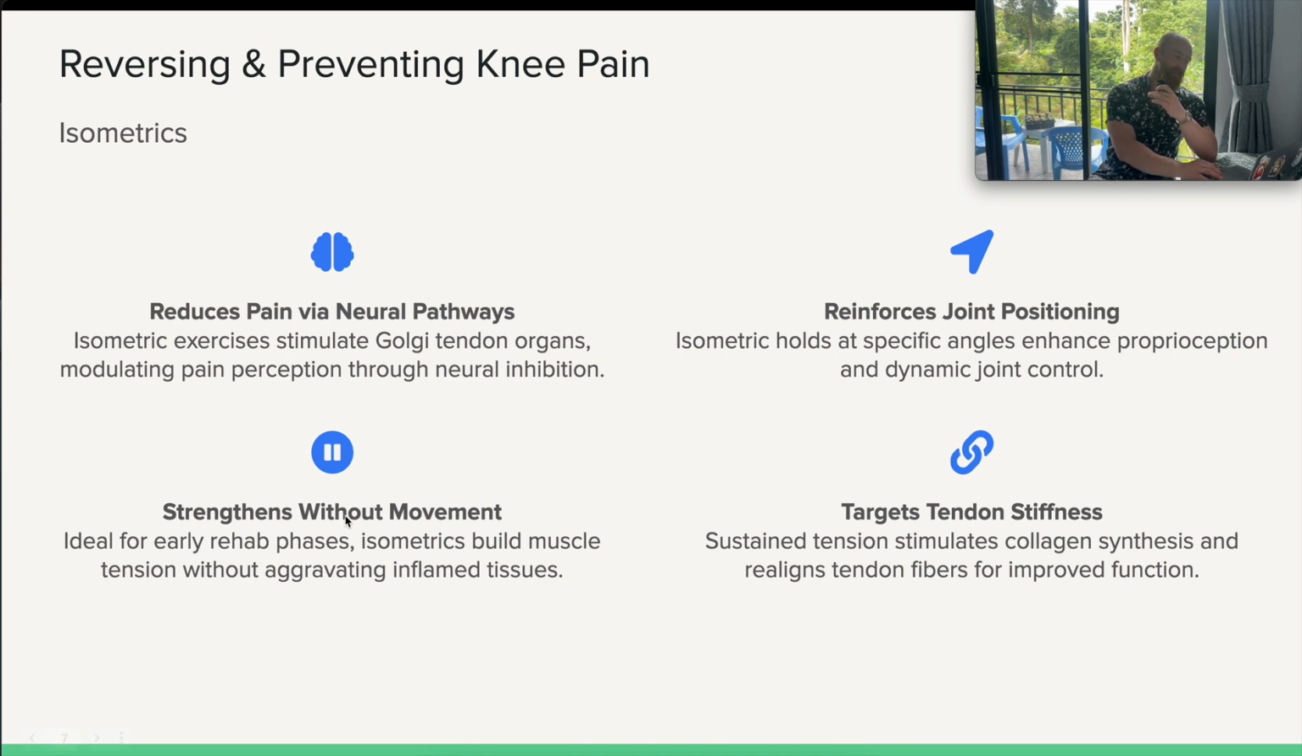So if we look here now, some of the benefits, just before I go into some of the different ways we could train it, we're going to be stimulating Golgi tendon organs, so modulating pain perception through neural inhibition. Reinforces joint positioning: isometric holds at specific angles enhance proprioception and dynamic joint control. Strengthens without movement, ideal for early rehab phases. Isometrics build muscle tension without aggravating inflamed tissues. Targets tendon stiffness: sustained tension stimulates collagen synthesis and realigns tendon fibers for improved function.